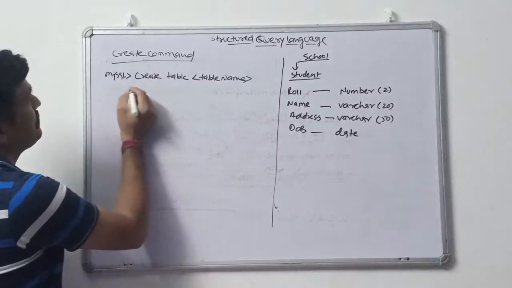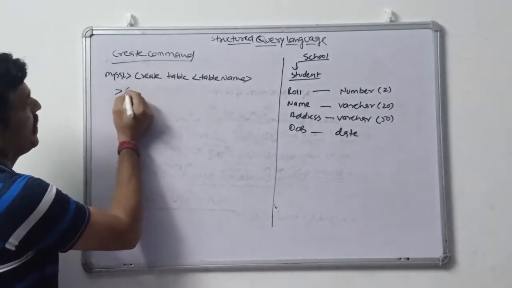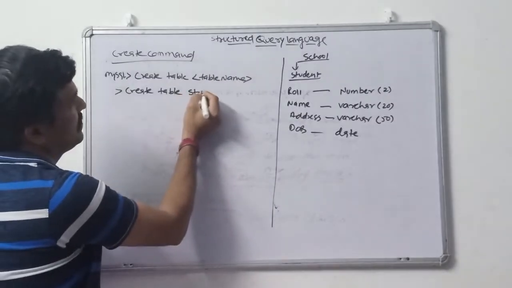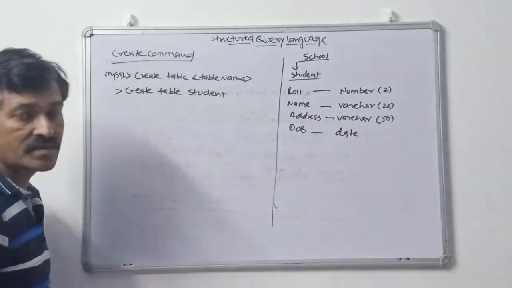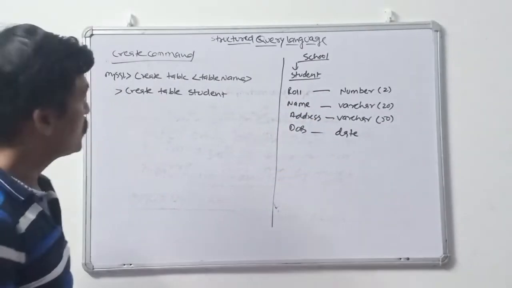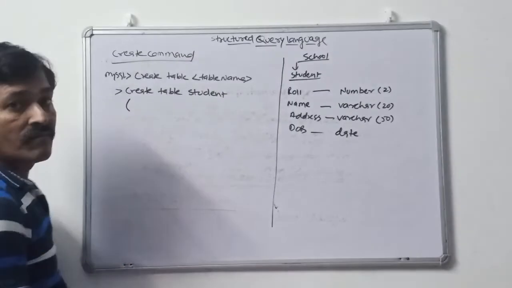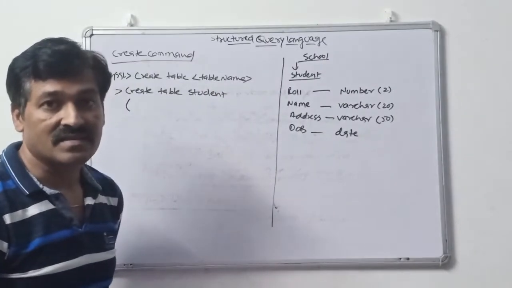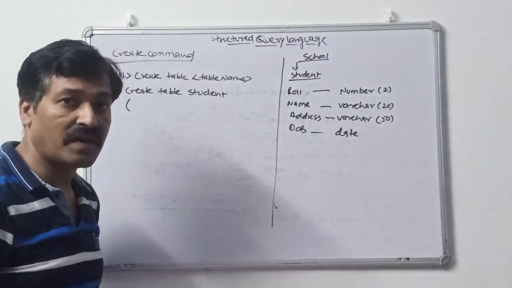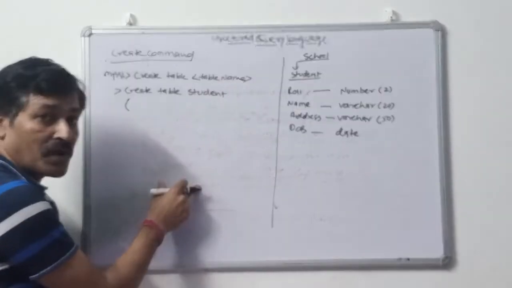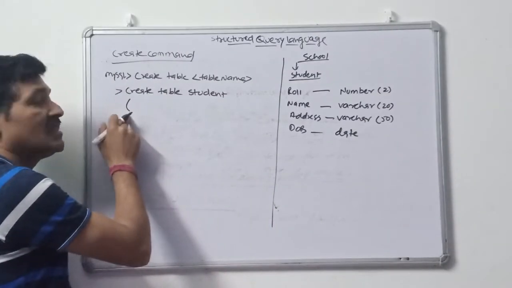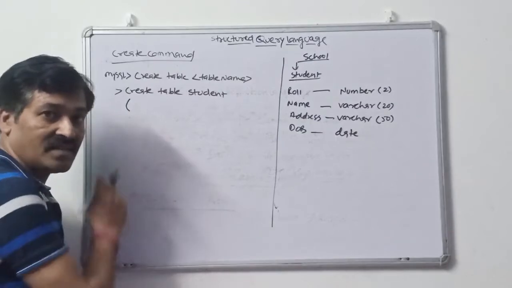What will we write here? Suppose create table student. We need to create these 4 attributes in this table. So for that, I have started a parenthesis. Parenthesis means starting a block, as we have created the functions in Python. So creating a block, we are using indents there. For that particular indent, this symbol is used, the parenthesis.